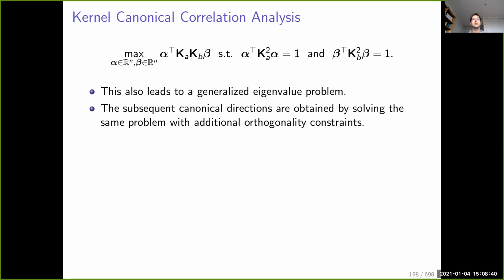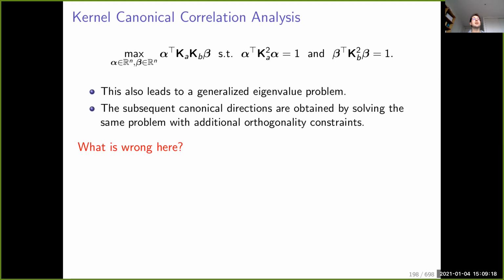If you open your linear algebra textbook, you realize this is also a generalized eigenvalue problem. So that's good for you, because you can solve it simply by using any solver that is able to solve these types of problems. And the subsequent canonical directions are obtained by solving the same problem, but you add orthogonality constraints, the same as for PCA. Now, this is a question for you here. What is wrong? I'm telling you, this is very wrong. There is something really, really wrong about all of this.